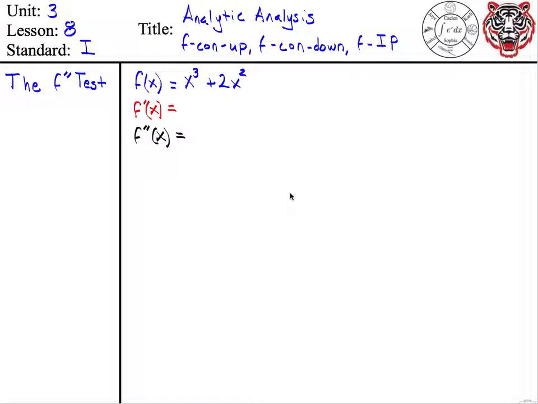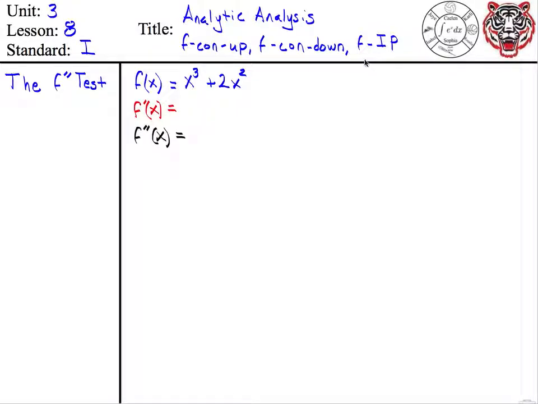All right, this is AP Calculus, lesson 3-8. We are on analytic analysis. This is our last lesson of the unit. So we're talking about the last part of analytic analysis: where the function f is concave up, where the function is concave down, and where I have my inflection point on my function.